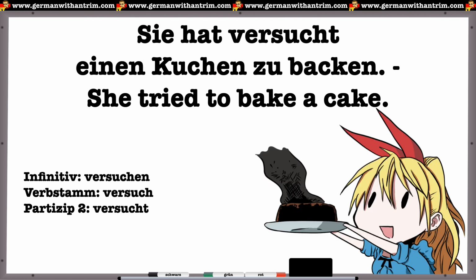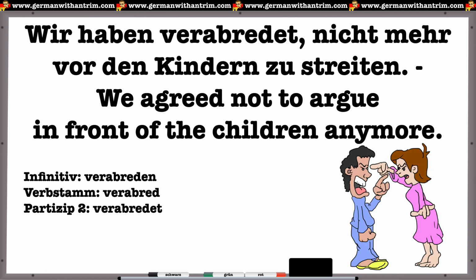Infinitiv versuchen, Verbstamm versuch, Partizip zwei versucht. Sie hat versucht, einen Kuchen zu backen. She tried to bake a cake. Infinitiv verabreden, Verbstamm verabred, Partizip zwei verabredet. Wir haben verabredet, nicht mehr vor den Kindern zu streiten. We agreed not to argue in front of the children anymore.